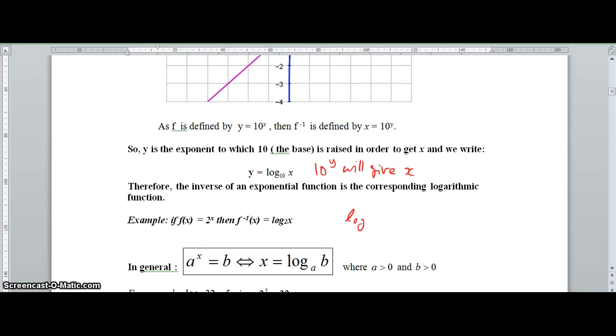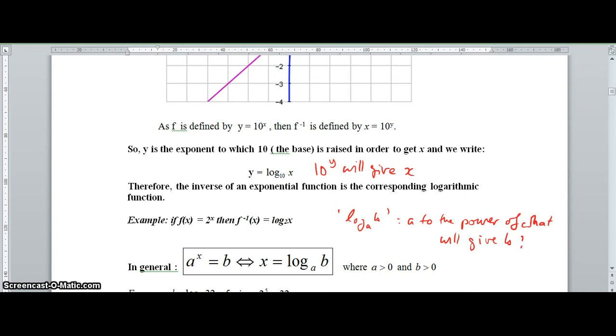So when we write log base a of b, we'll just say log a b, we're saying a to the power of what will give b. That's what this means.